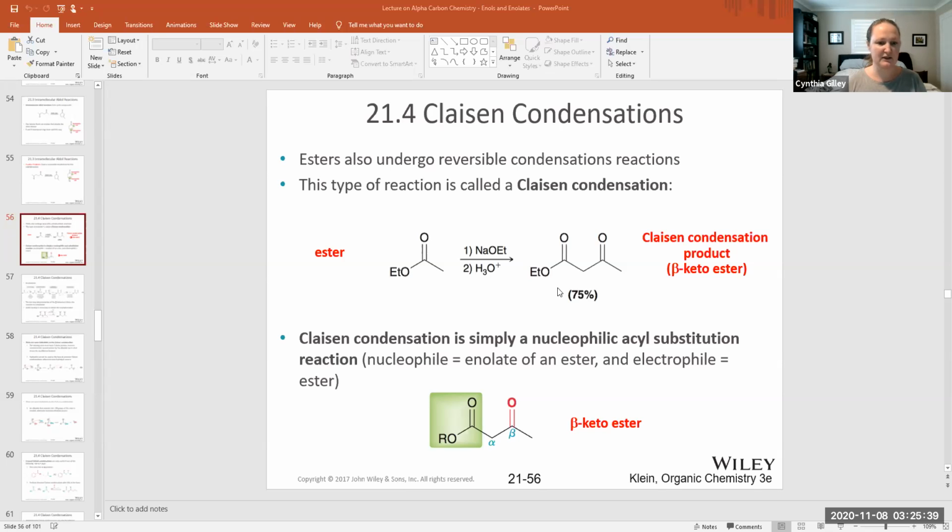The reaction is essentially just a nucleophilic acyl substitution where the nucleophile is the enolate formed from an ester. And we've been talking in this chapter a lot about enolates as reactive intermediates. And the electrophile is the same ester that the enolate is formed from. So essentially, we're using 2 of these. One of these forms an enolate and then reacts with another of the same ester to form the beta ketoester product.